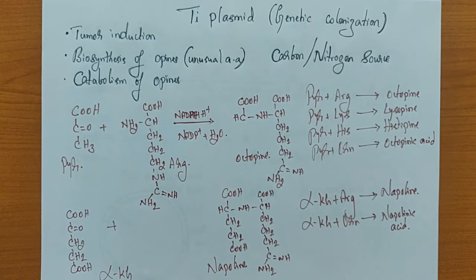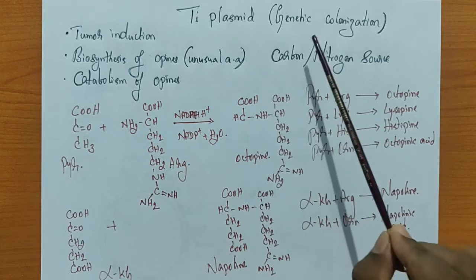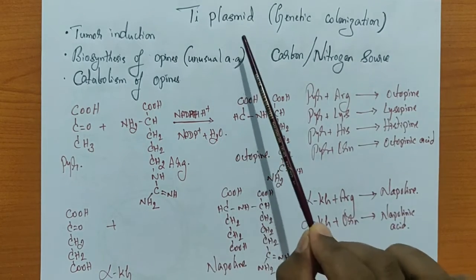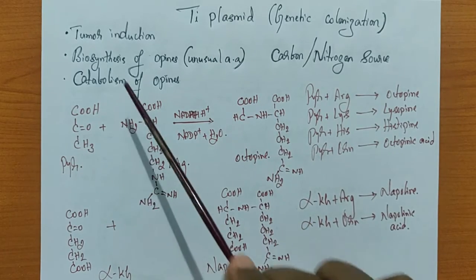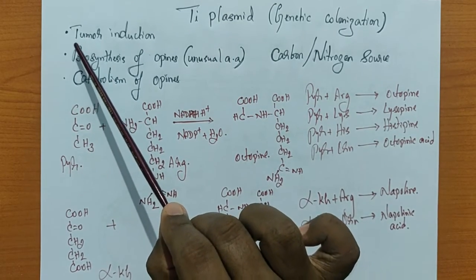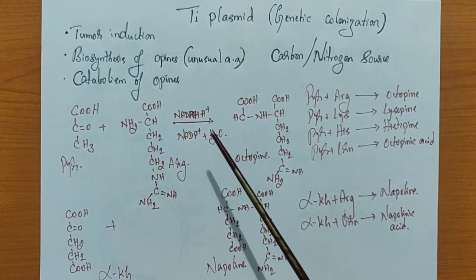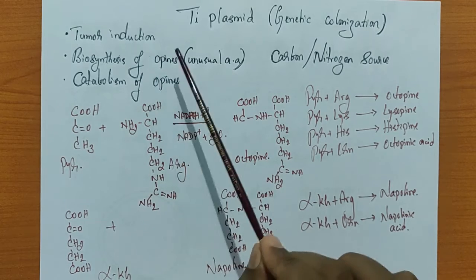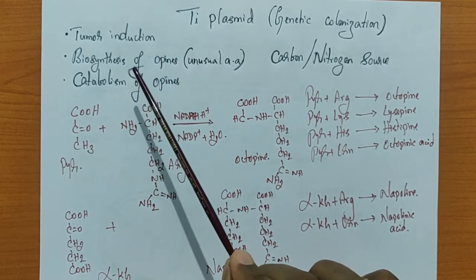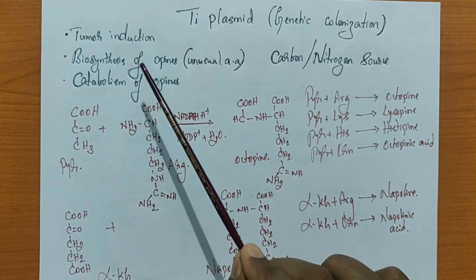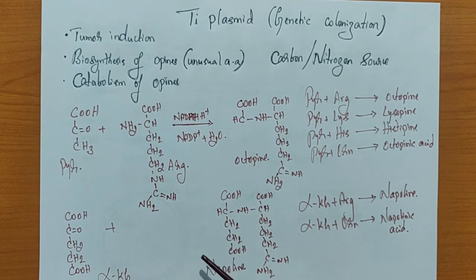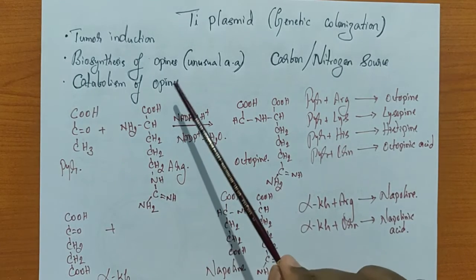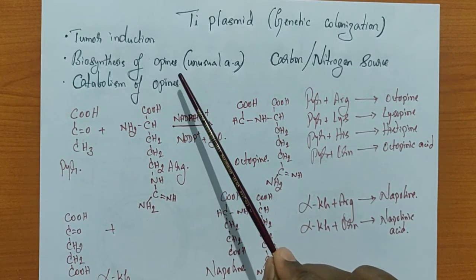So we will try to understand this Ti plasmid and genetic colonization. What are the characteristic features of this Ti plasmid? The first thing is tumor induction. I told you that this is parasitic in nature, so it has to produce certain components which are useful for the microorganism to sustain. That results in the biosynthesis of what we call opines.